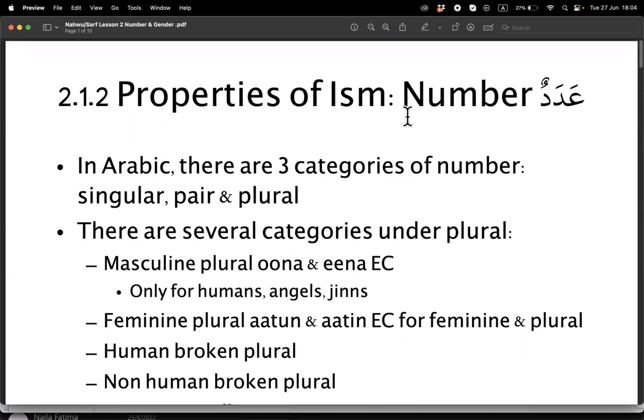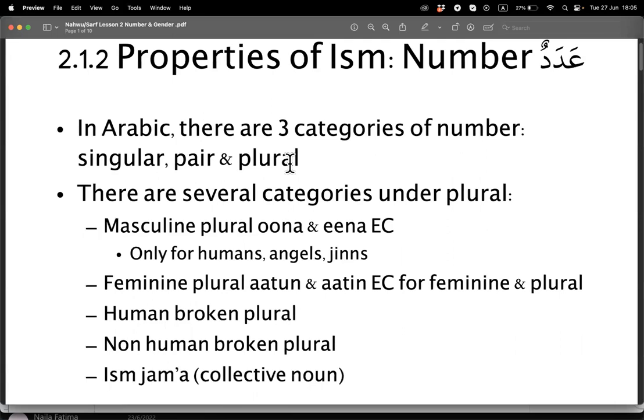Number, we talk about singular, pair, and plural. Basically in your Muslim chart, the first one, Muslimun, Musliman, Muslimin, is singular. If the word fits your Muslim chart, you can easily tell whether it's a singular, pair, or plural word, because pair will be what ending? Ani, aini. And then the masculine plural will be what ending? Una, ina.